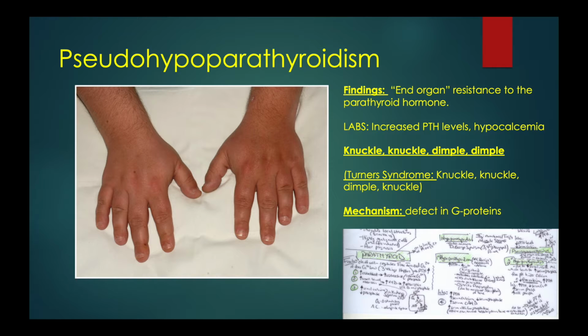For the pseudohypoparathyroidism, if you ever listen to the Goulian audios, you would know that he always says knuckle, dimple, okay? And so it's a defect in the G protein. Now, after we do a video on pharmacology, we can talk about the G protein, and that's in my notes down at the bottom right, that there's a defect there, and that's what's meant by the end organ resistance to the parathyroid hormone, because it's G protein linked, but that's the condition of pseudohypoparathyroidism.